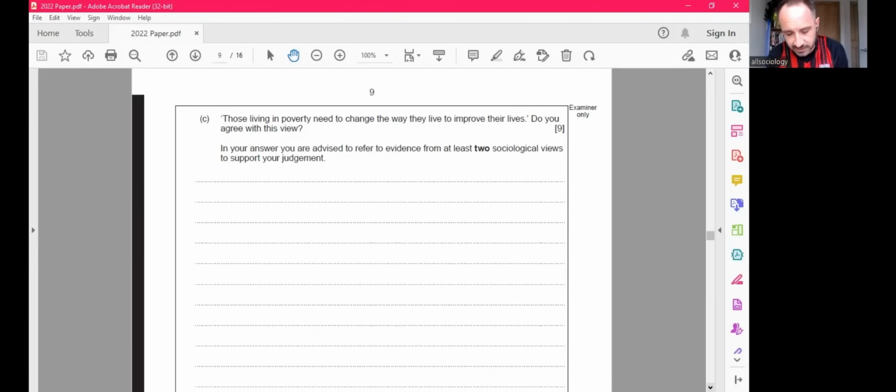So I'm not going to spend ages talking about how you might do this. Ultimately, this again is a 9-mark question. You need a short introduction, you need 2 paragraphs, and you need a short conclusion. In those 2 paragraphs, I would focus on the functionalist view of poverty, which basically is the idea that, yeah, if people worked harder and improved their lives, they would get themselves out of poverty, because poverty is there because they don't work hard enough. And it also acts as a motivator for people to work harder.